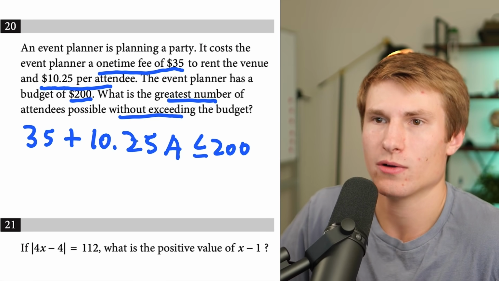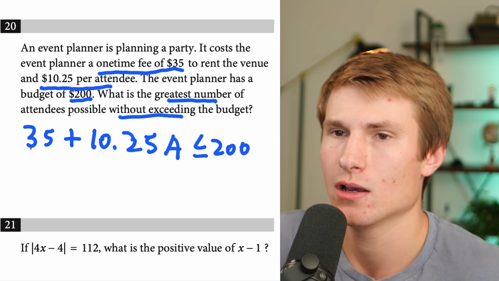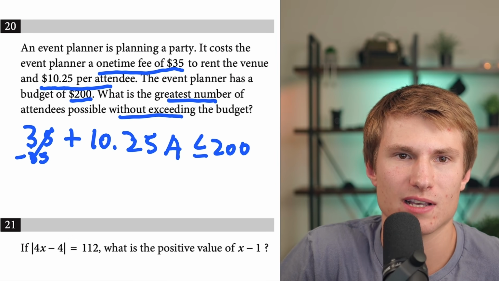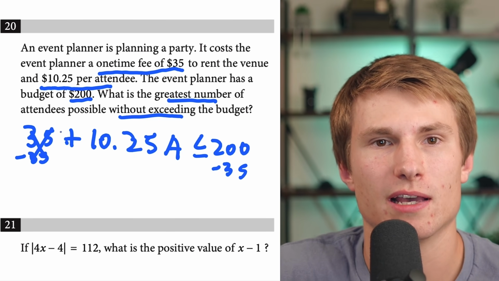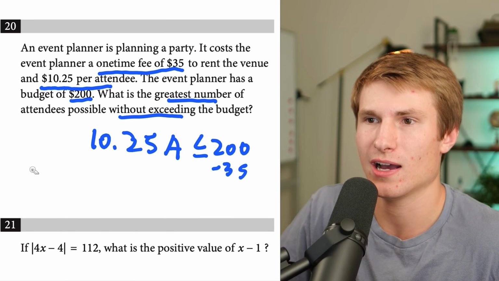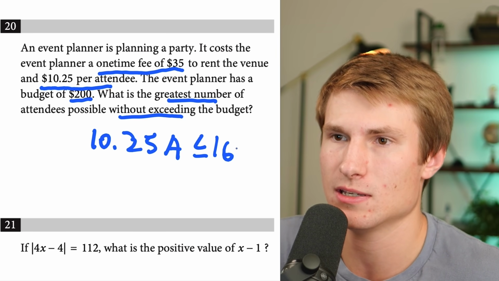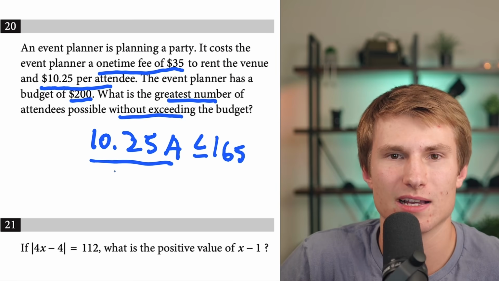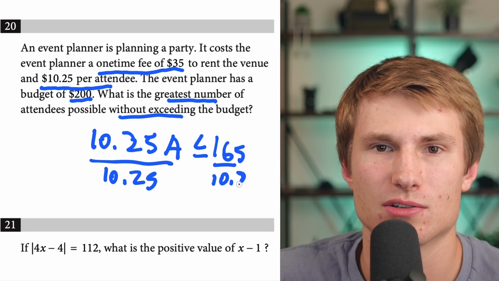Now from here, I want to solve for the maximum amount of attendees I can have without going over. So I need to solve for A. I'm going to subtract 35 from both sides. That will cancel to 0. Now I end up with 10.25A, and 200 minus 35 gives us 165. From here, I will divide both sides by 10.25.